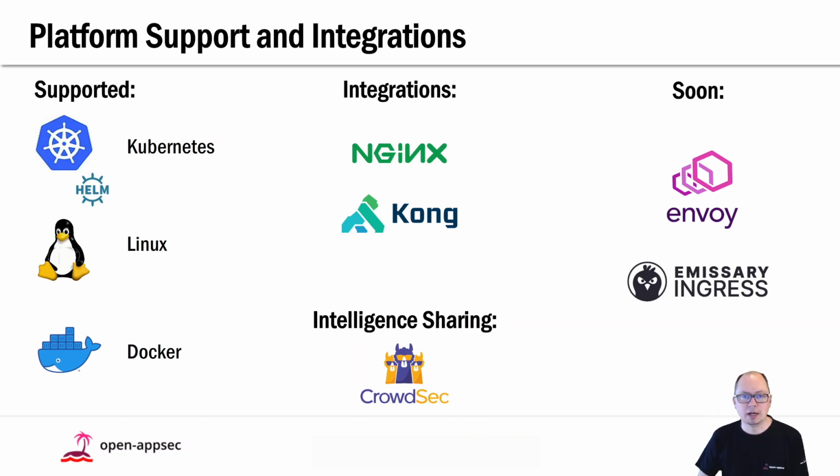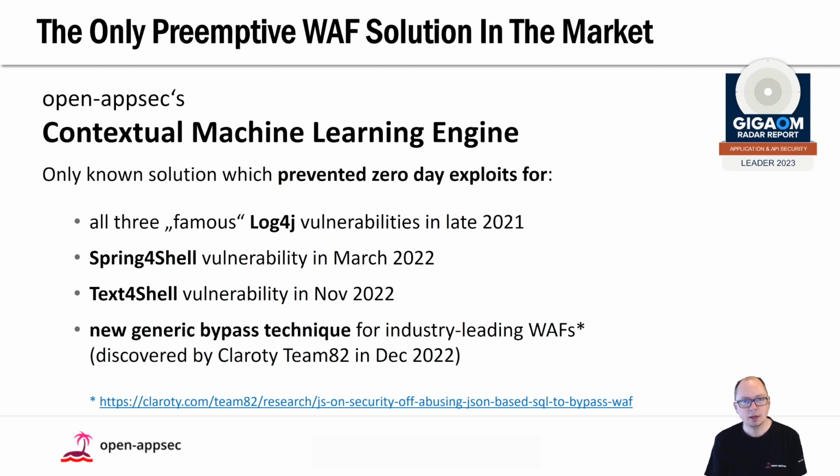And the core is based on us integrating with a reverse proxy solution, and this is what Nginx and Kong are at the moment, where we'll also add Envoy and Emissary Ingress. So, as said before, open-appsec is the only real preemptive WAF solution in the market.